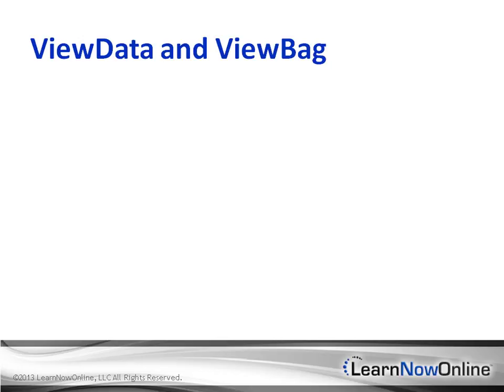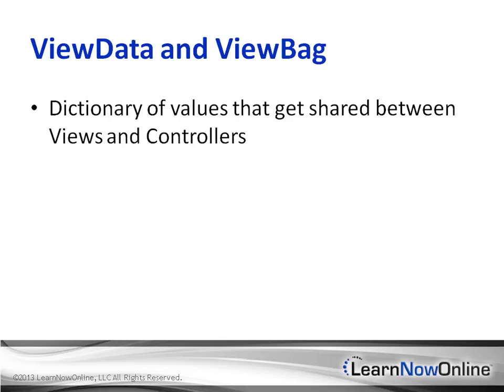One of the ways that a controller and a view can pass data back and forth between them is using the ViewData and the ViewBag objects. ViewData is a dictionary of values that gets shared between the views and controllers. ViewData also uses named keys.